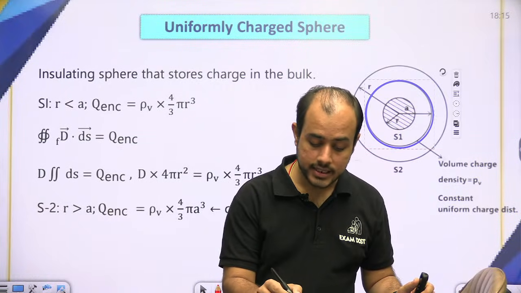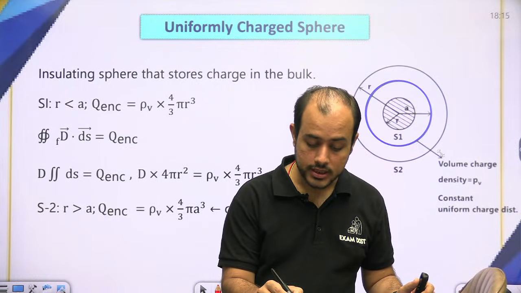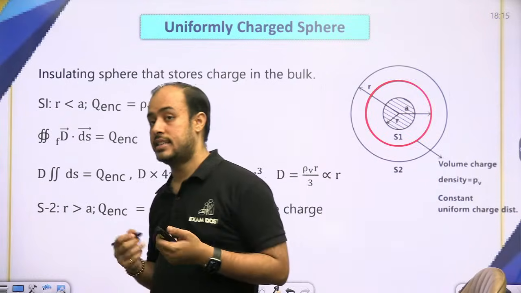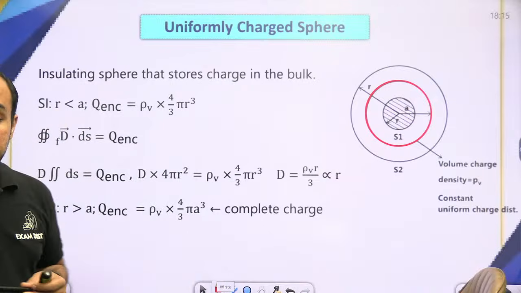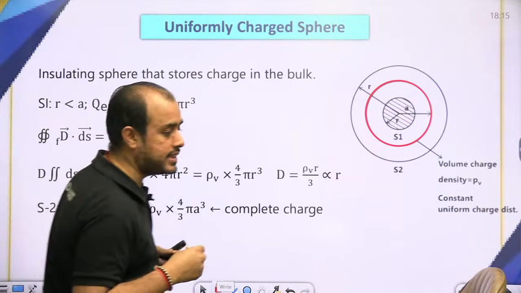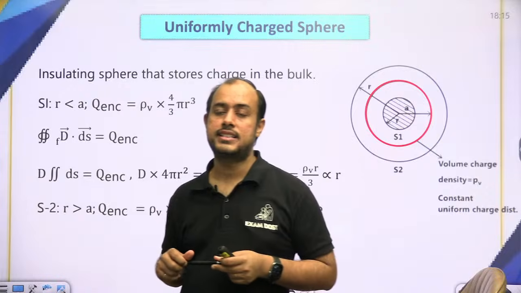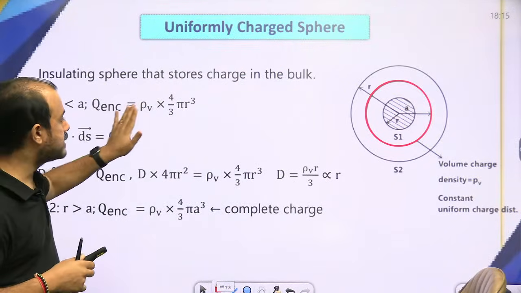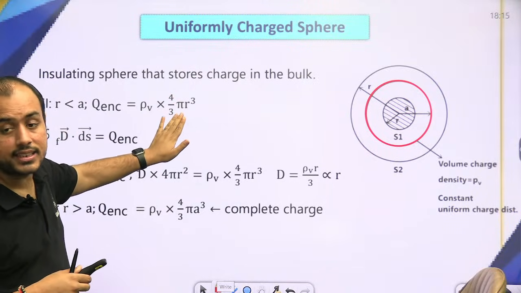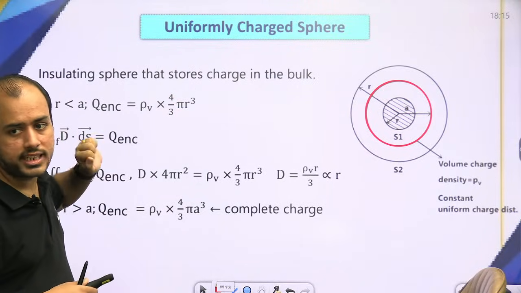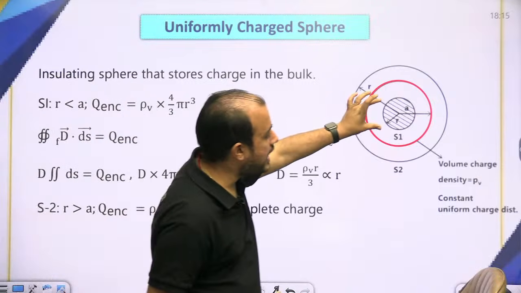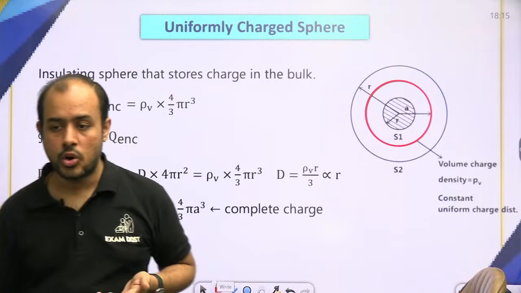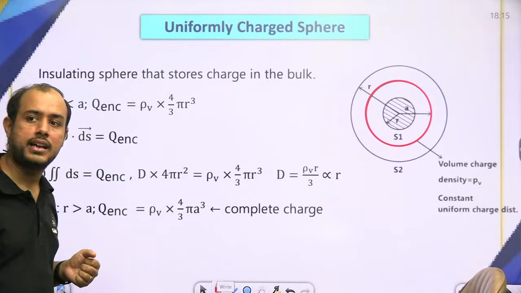Now how to find the charge enclosed? Beta, for the Gaussian surface which lies outside, charge enclosed is very easy. It is the total charge. But for the Gaussian surface that lies inside, I will first find the charge density. So total charge is charge density inside the sphere, it is 4 by 3 π r cube. ये जो स्मॉल आर रेडियस का है इसके अंदर कितना चार्ज आएगा? चार्ज डेंसिटी इंटू वॉल्यूम, ρ_v इंटू 4 by 3 π r cube.